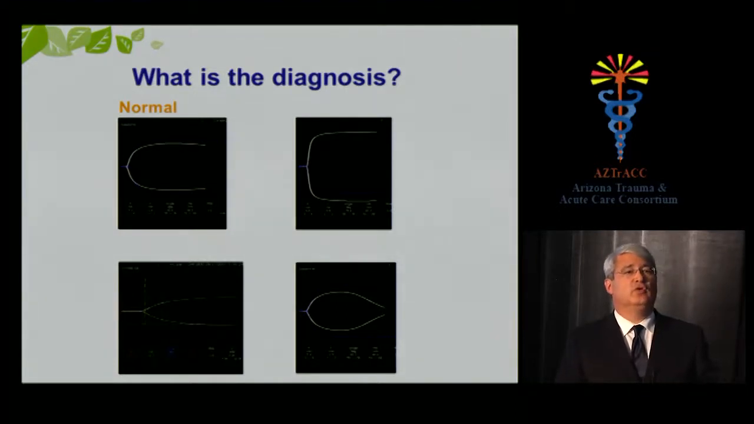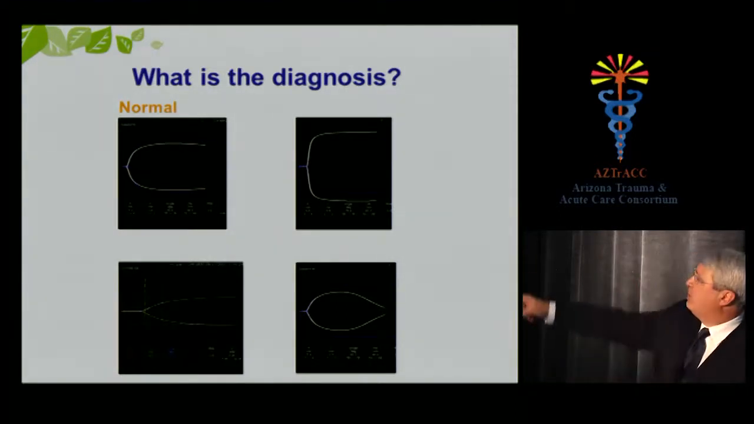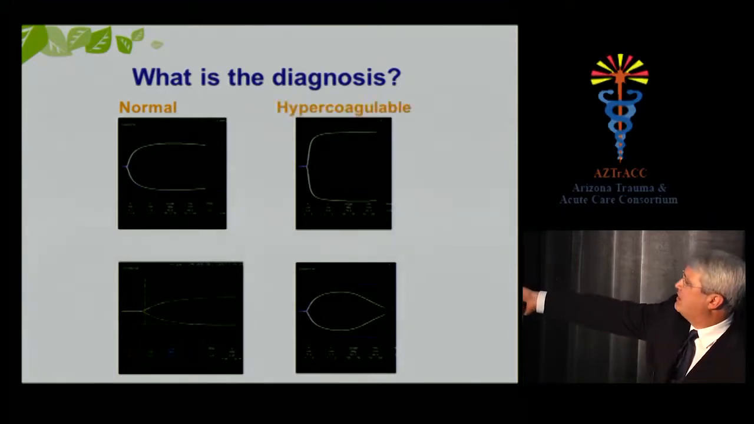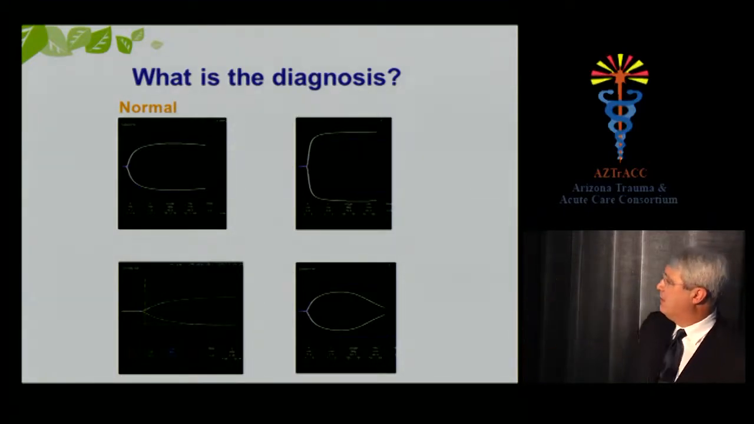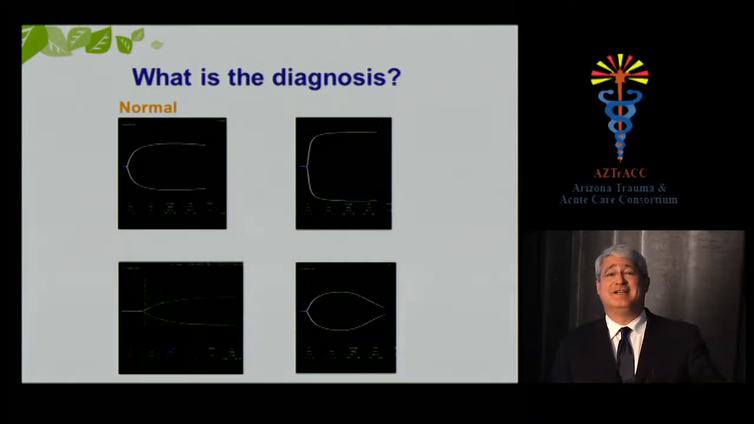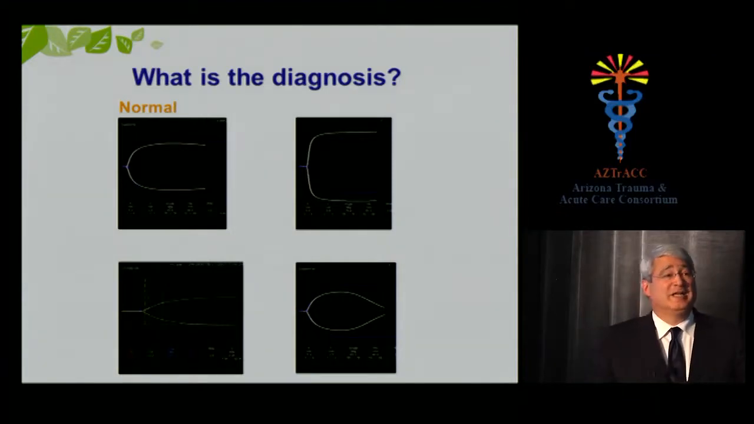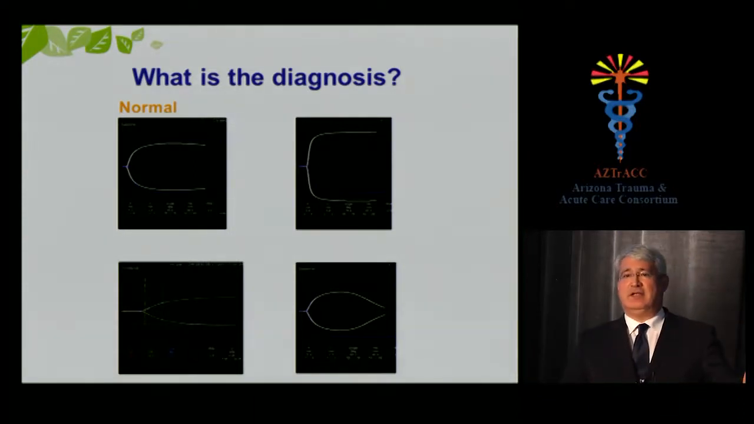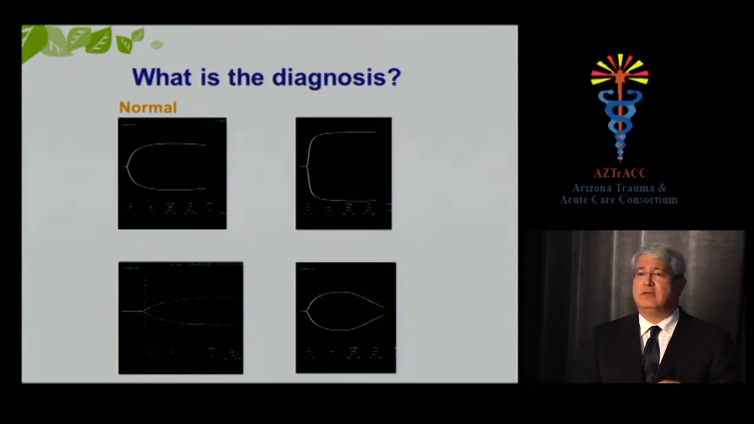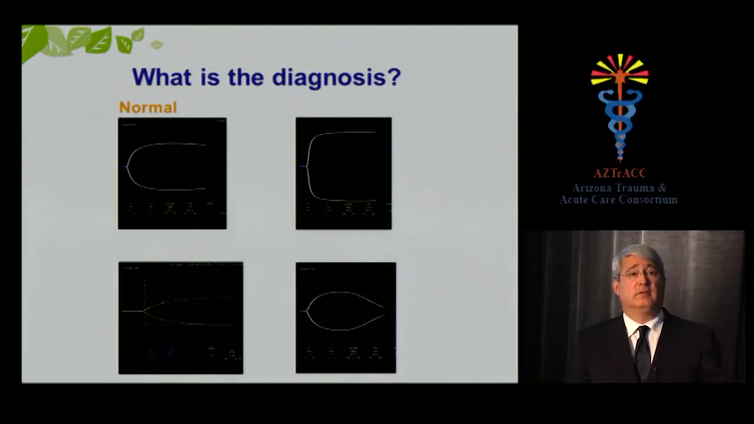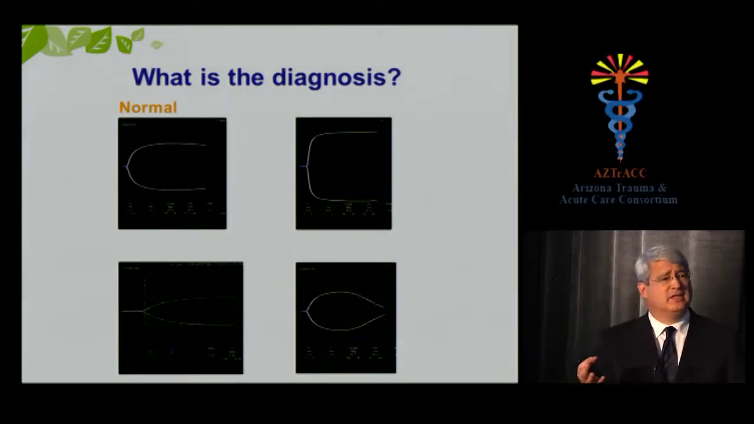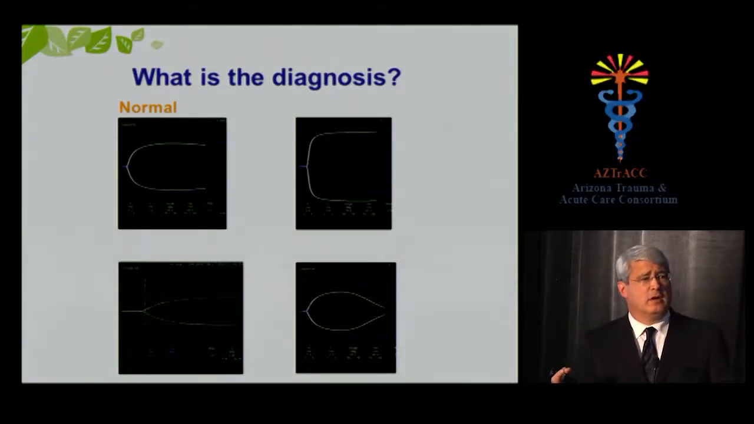So let's see how good you are, and tell me, how about the second graph here on the right upper side? What is wrong with that clotting? Too fat. It's too fat. So what does that mean? This patient is overclotting. And that's incredible. You know what? I never had this diagnosed before. Actually, this patient is overclotting.